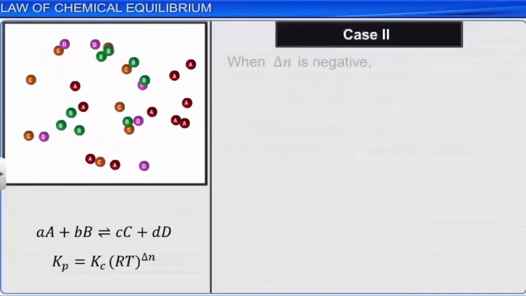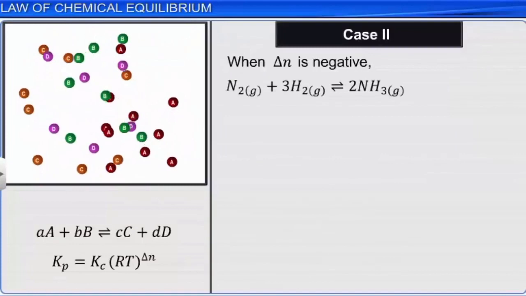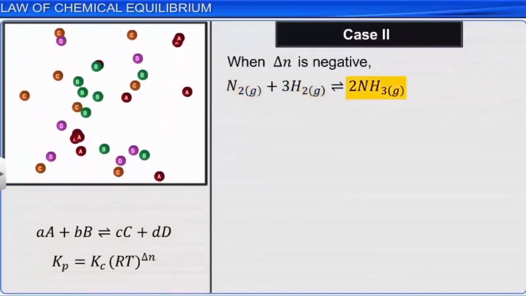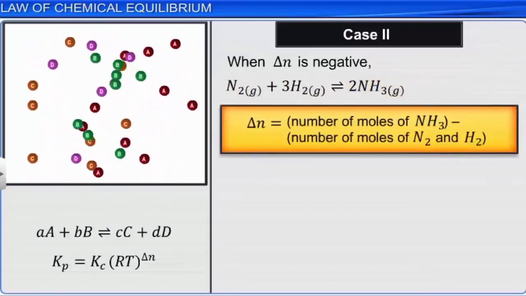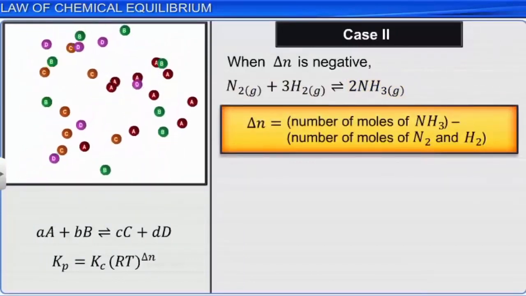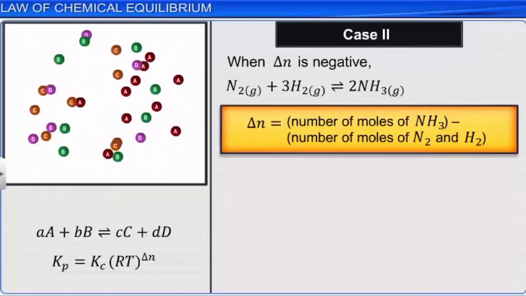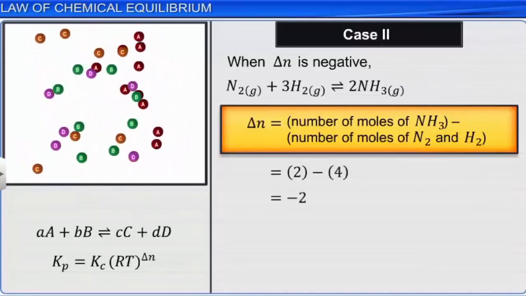Case 2. When delta N is negative. Consider the reversible reaction between nitrogen and hydrogen that gives ammonia. The difference in the number of moles for this reaction, delta N, is equal to the number of moles of ammonia minus the number of moles of nitrogen and hydrogen, which is equal to 2 minus 4, which is equal to minus 2.